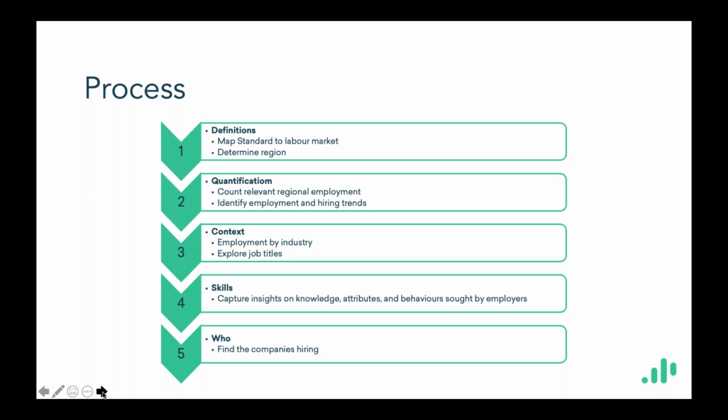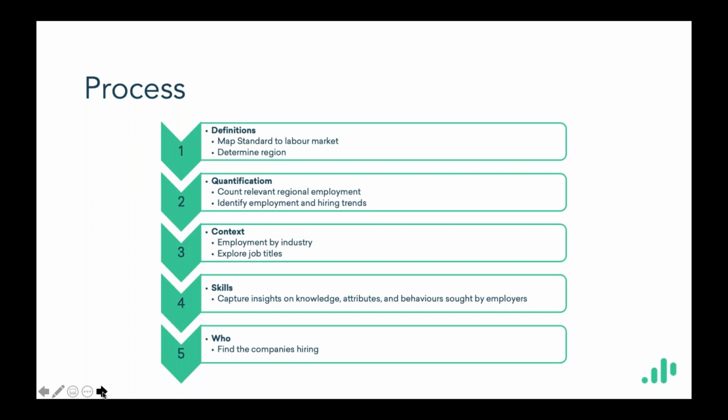Secondly, once you've identified what you're looking at, you then need to quantify it. You need to start counting. It's all about the numbers. So looking at numbers of people employed in certain types of jobs, looking at recruitment activity and identifying trends. Then once you've got the numbers, you need to think about context. So where are those jobs in terms of industries? In a bit more detail, what types of jobs are they?